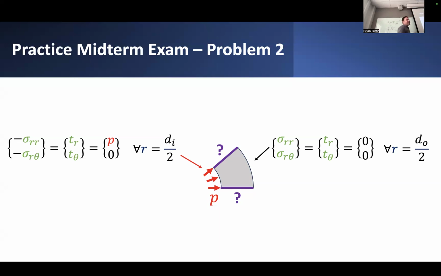Okay, now the harder one. What about these interfaces? You say displacement boundary conditions. Any other takers? Pure displacement boundary conditions?